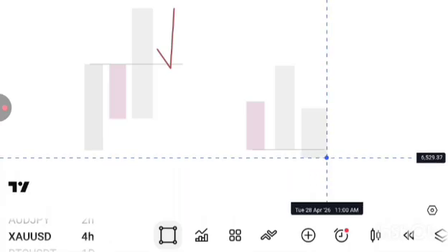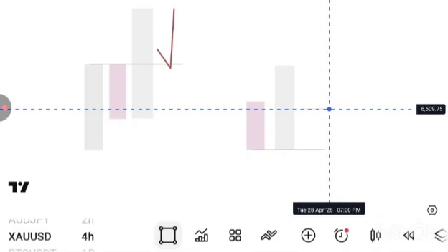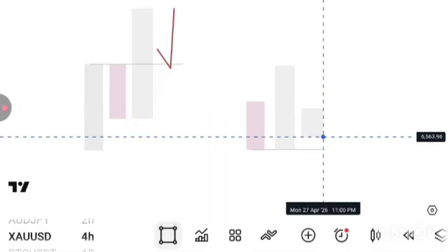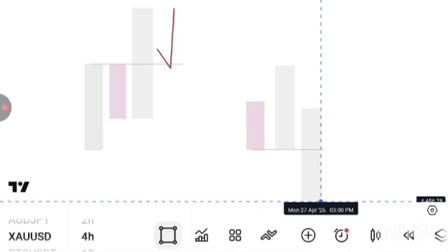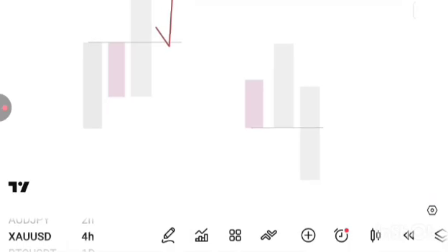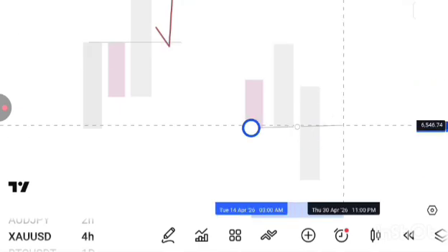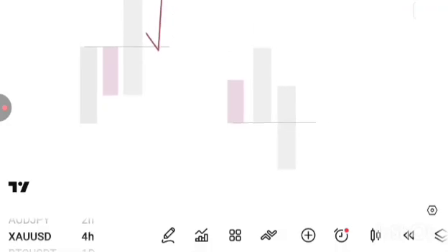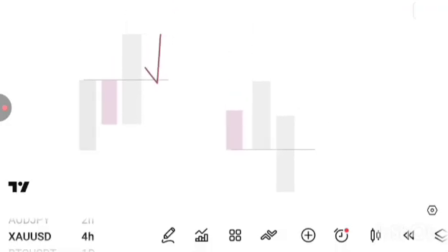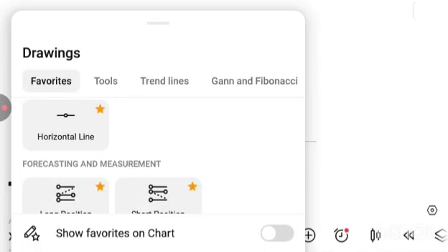Instead of this key level being used for buys, we then see price invalidate this particular key level to the downside, right? That doesn't mean that this key level is no longer valid. Yes, this key level is no longer valid for buys, but it is now ready for what?